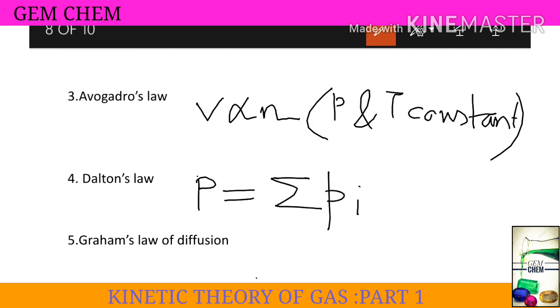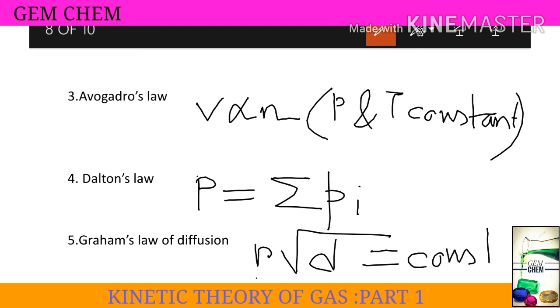Last but not the least, Graham's law of diffusion. At constant temperature and pressure, the rate of diffusion of different gases varies inversely as the square root of their densities, that is R is proportional to 1 by root of density. This R root d is constant.